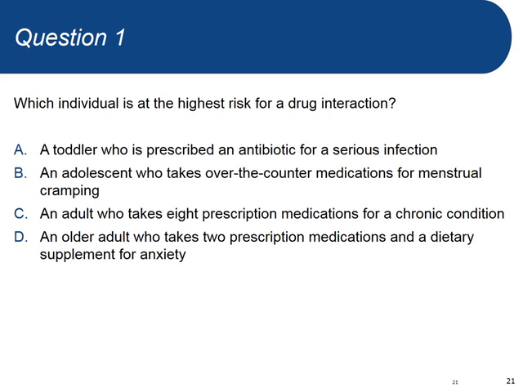A toddler who's prescribed an antibiotic for an infection, an adolescent who takes over-the-counter medications like NSAIDs for menstrual cramps, an adult who takes 8 prescription medications for a chronic condition, or an older adult who takes 2 medications and a dietary supplement for anxiety. So what do you guys think? Well, if you said answer C, then I would agree with you.